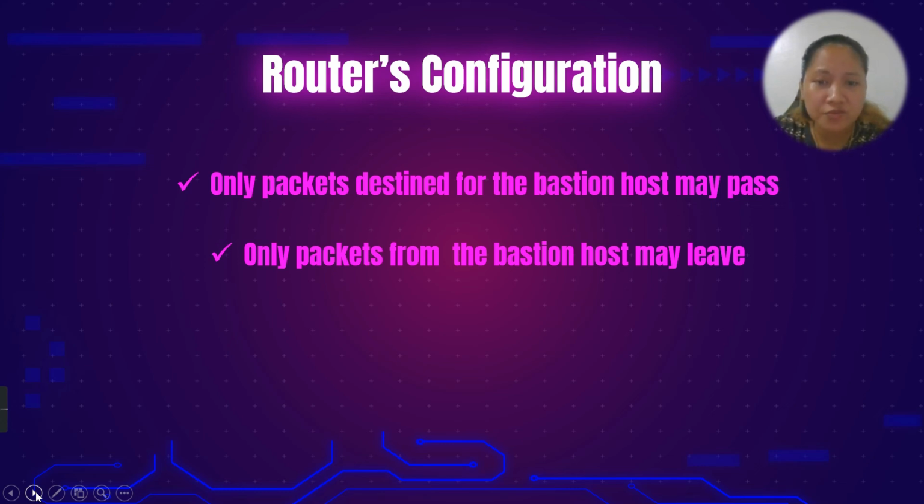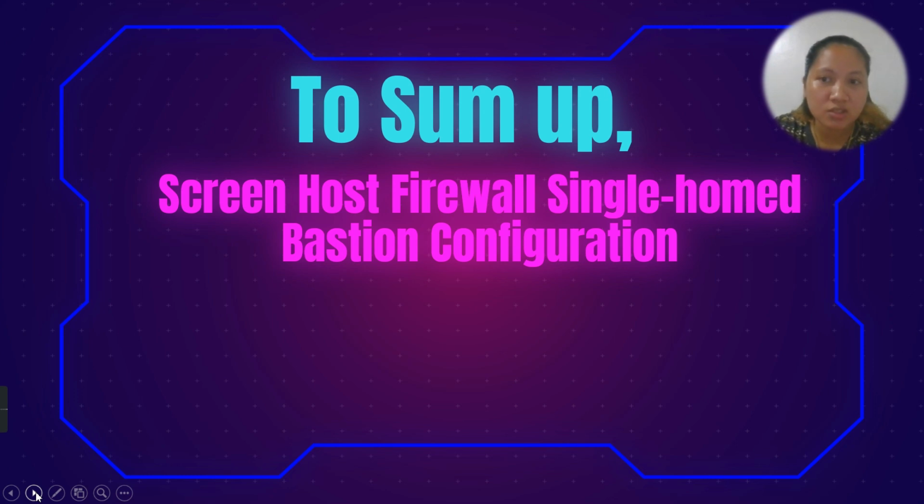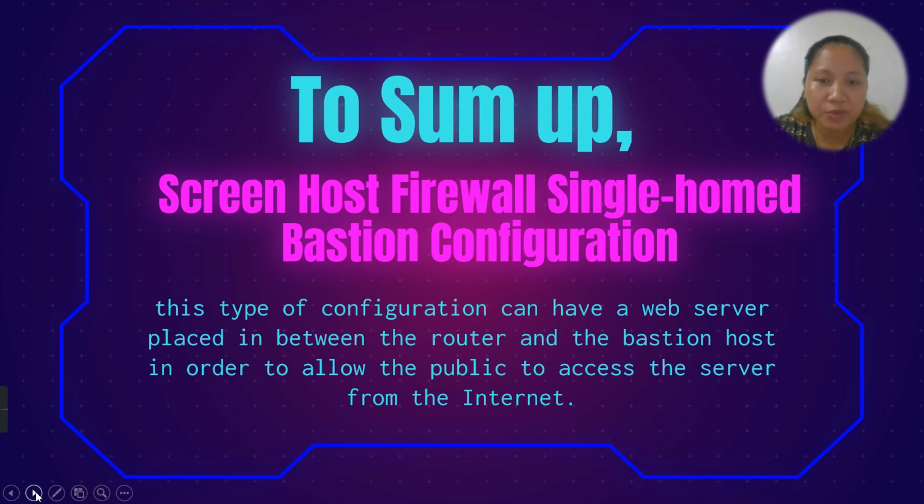For example, a web server does not need strong security. A router can be configured to allow traffic directly to it. A compromised router will allow traffic to flow directly through to the internal network, bypassing the bastion. To sum up the screened host firewall single homed bastion configuration, this type of configuration can have a web server placed in between the router and the bastion host in order to allow the public to access the server from the internet.